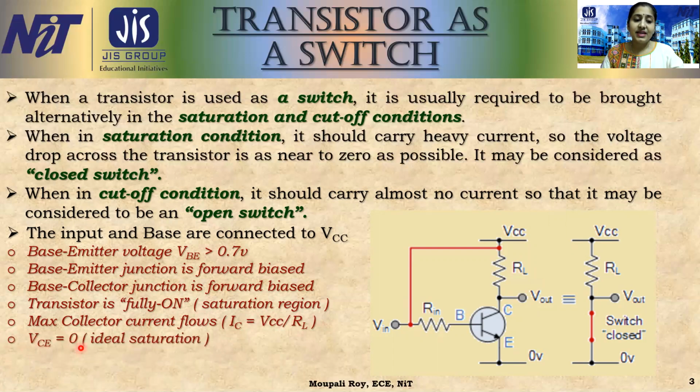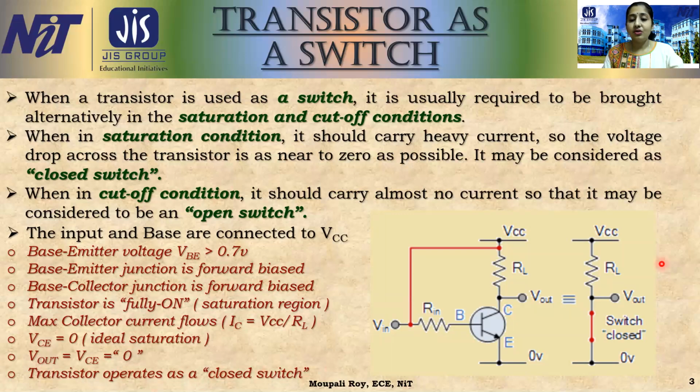If VCE is 0, that means ideal saturation region. When ideal saturation, VCE is obviously 0. That means Vout equals VCE, which is 0. Whatever Vout we are getting there is 0. So the transistor operates as a closed switch. In the case of the saturation condition, it's closed.